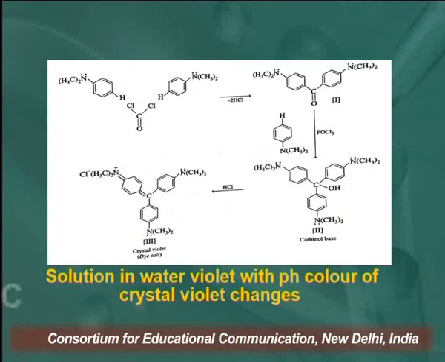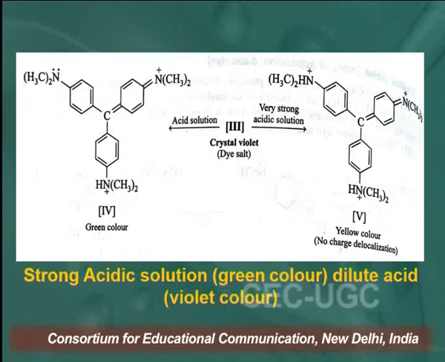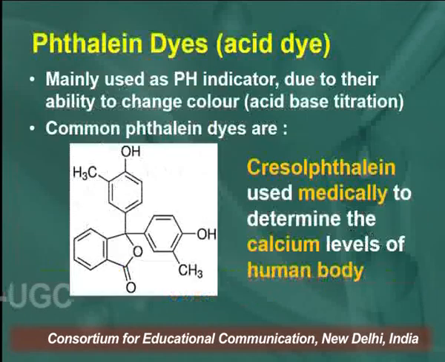So this is a method by which we can synthesize this crystal violet, and in solution it is violet in color, but with pH the color of crystal violet changes. Learners, here again this is the crystal violet. In acid solution it converts into green color, and in basic solution it converts into yellow color.